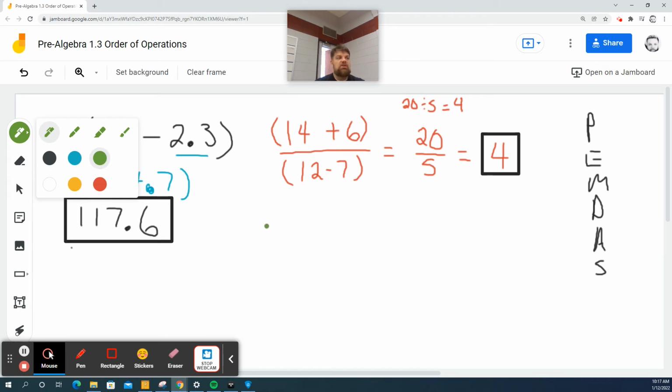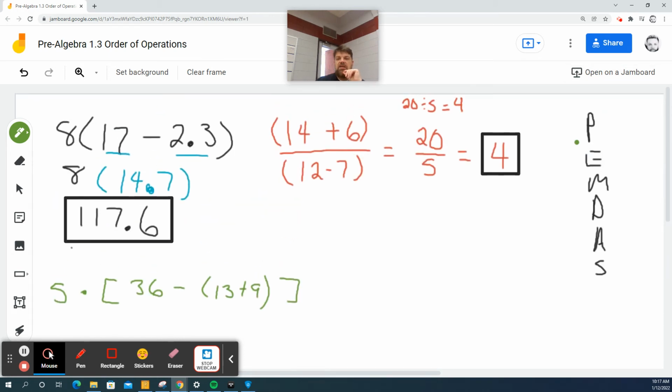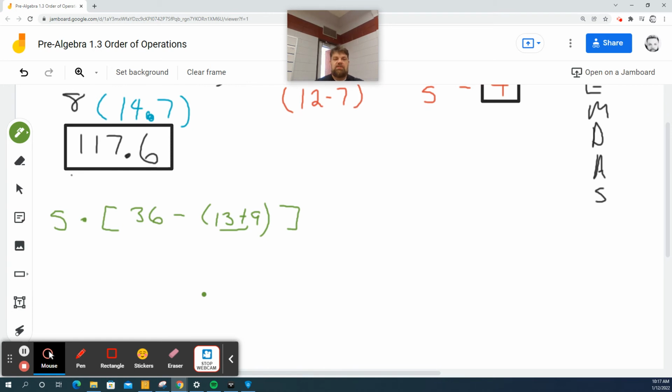We'll call it good. So now this one's a little more challenging, okay? So let me write this out. I've got 5 times 36 minus the quantity 13 plus 9. So when we go to do the parentheses here, because we have to do parentheses first, technically I have 2 sets of parentheses, right? So we have to do the innermost work first.